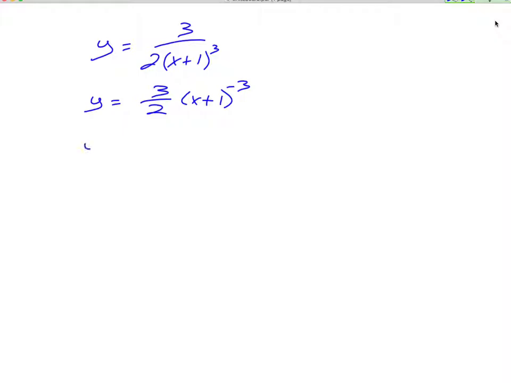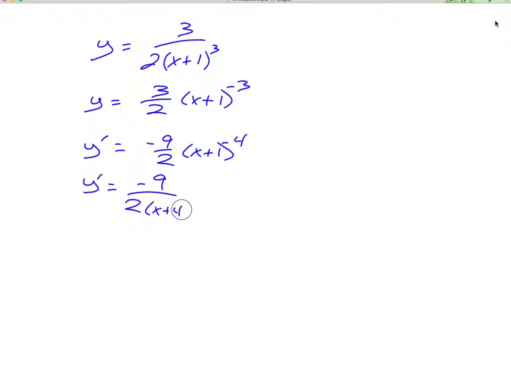Alright, so we take the derivative. I multiply by the negative 3, that makes it negative 9 over 2, (x plus 1) to the negative 4. And then I move it back down: negative 9 over 2, (x plus 1) to the 4.